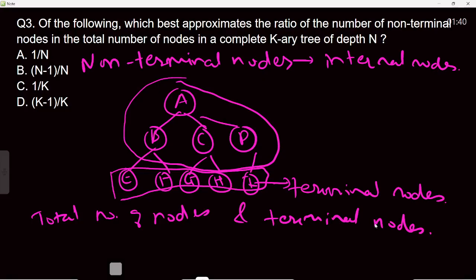Now, for any k-ary tree, there are formulas to find the total number of nodes. All these formulas are already derived, and for revision purposes we should remember them because they are very important. If we try to derive the formula for the total number of nodes in a tree, it is too difficult and the time is not sufficient. So we should remember these formulas.